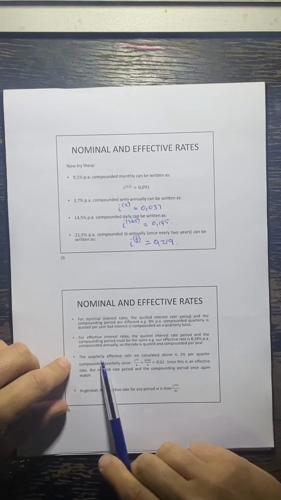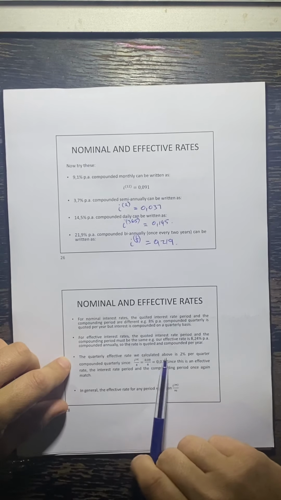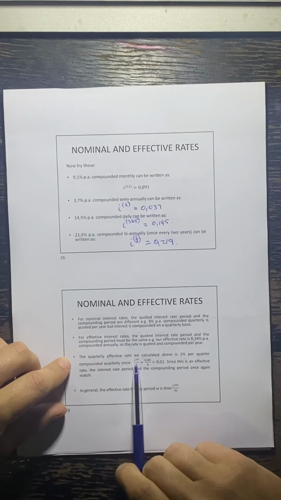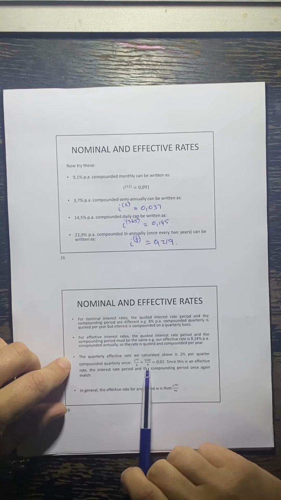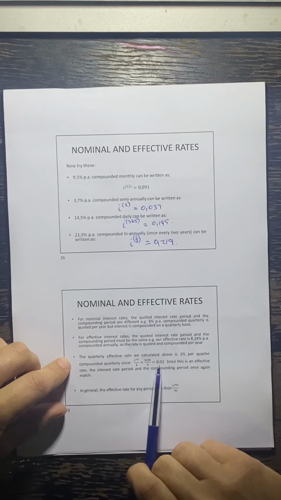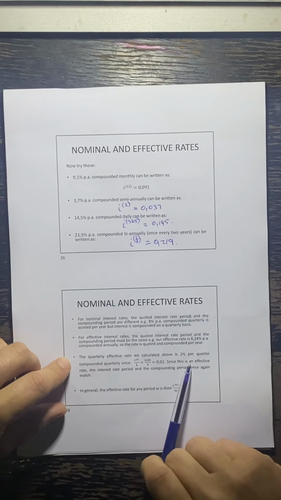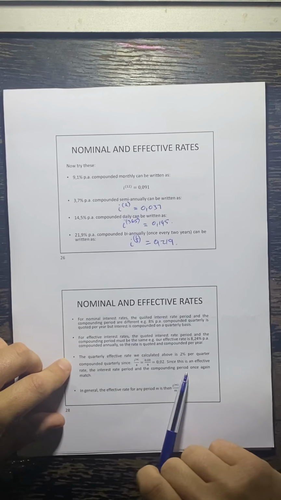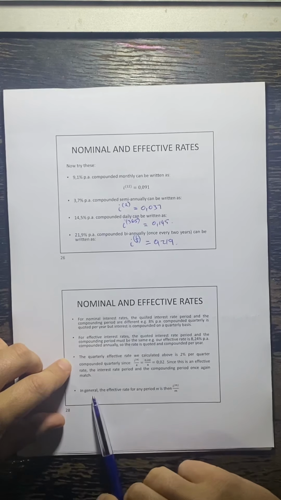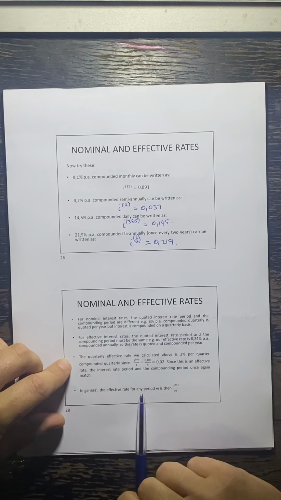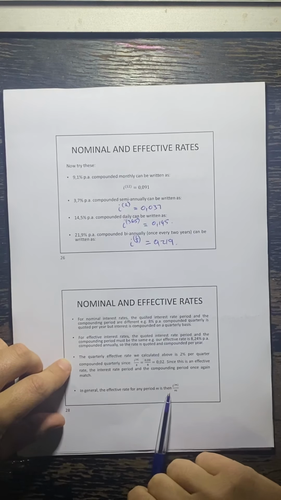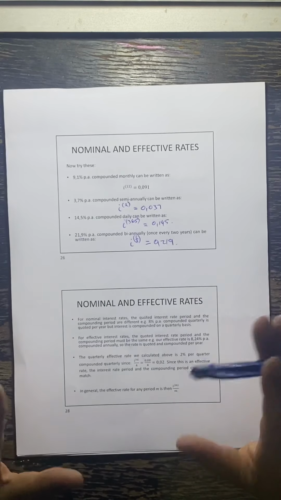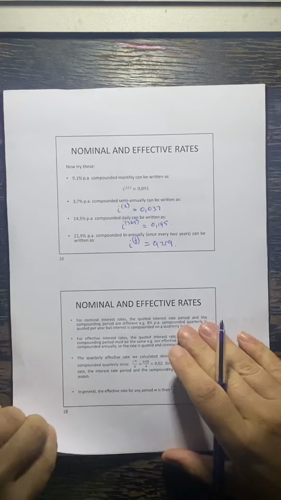All right. The quarterly effective rate we calculated above is 2% per quarter, compounded quarterly, since i4 over 4 is your 8% divided by 4, which gives us the 0.02. Since this is an effective rate, the interest rate period and the compounding period once again match. Okay, in general, the effective rate of any period m is then i(m) over m. Don't worry. I'm going to show you now in an example how we do this.